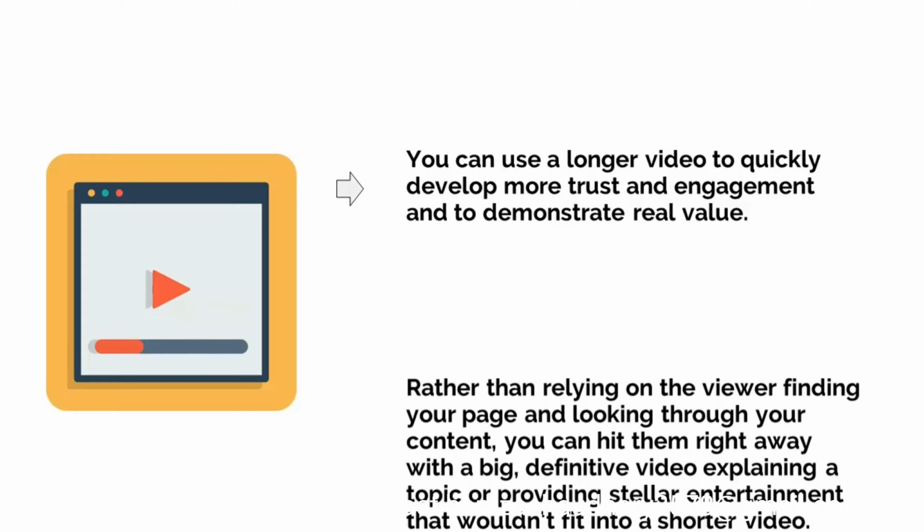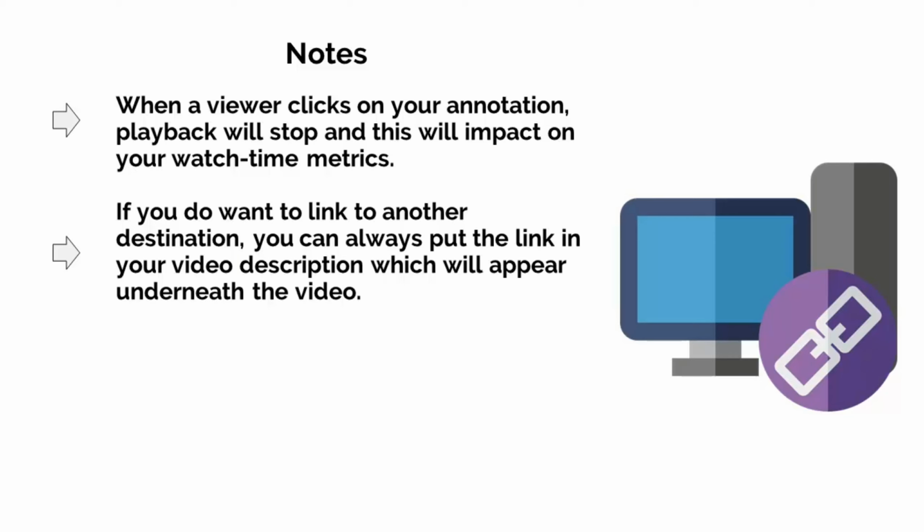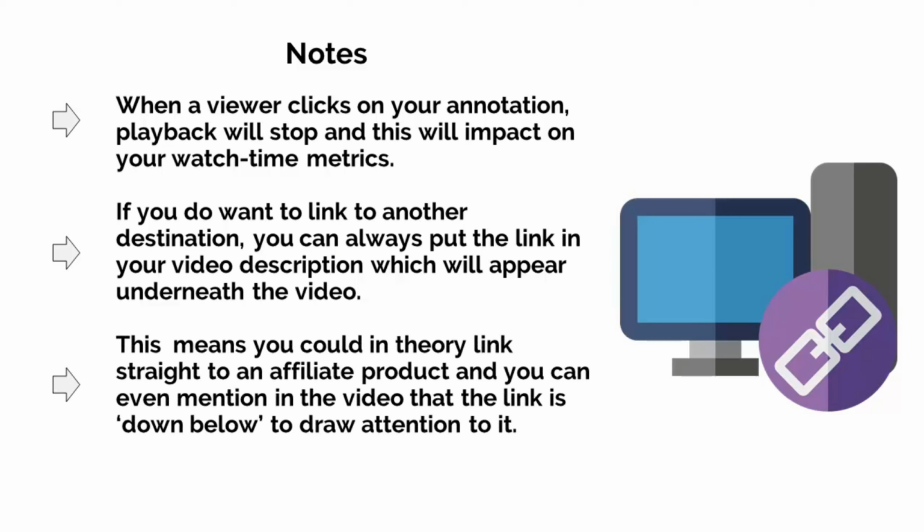A few notes here. First of all, note, when a viewer clicks on your annotation, playback will stop and this will impact your watch time metrics. Note too, if you do want to link to another destination, you can always put the link in your video description, which will appear underneath the video. This means you could, in theory, link straight to an affiliate product, and you can even mention in the video that the link is down below to draw attention to it. There are tons of options here.